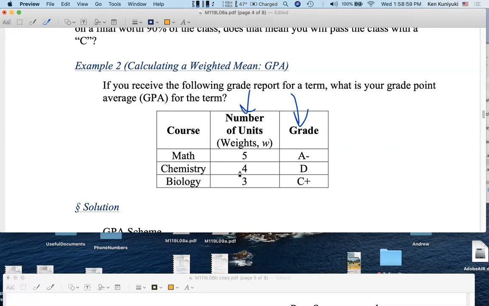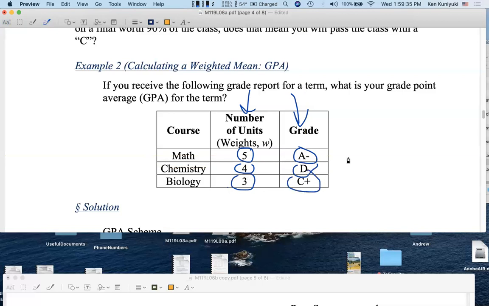Your chemistry was weighted 4 units. Your biology class was weighted 3 units. And here you have the corresponding grades. It's not so much that you took a math class, it's that you took a 5-unit class. In a 5-unit class, you got an A-. In this 4-unit class, I don't care what subject it is, you got a D. In any case, you should be ashamed of yourself. In this 3-unit class, you got a C+.